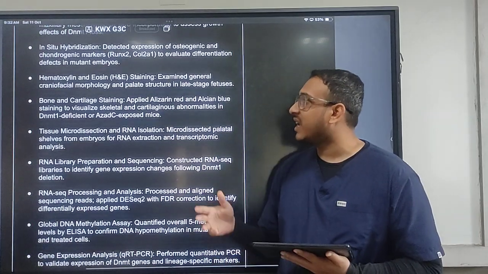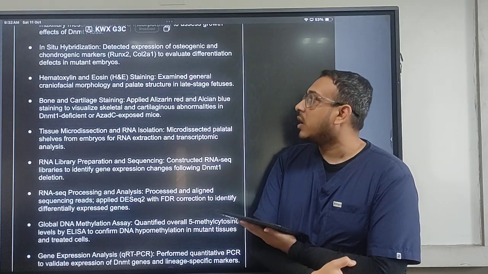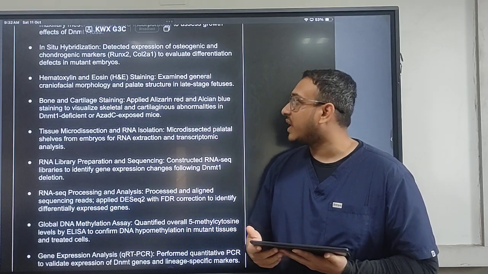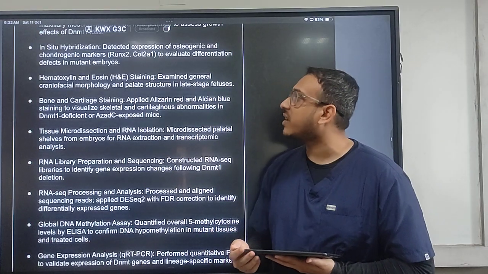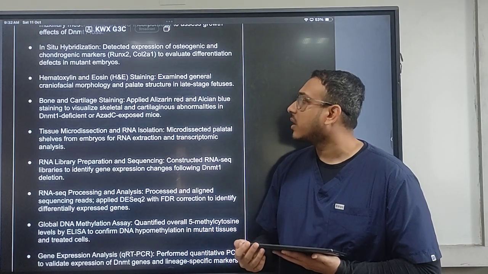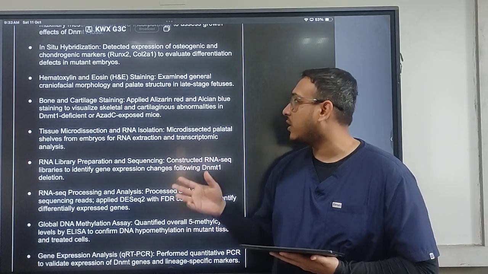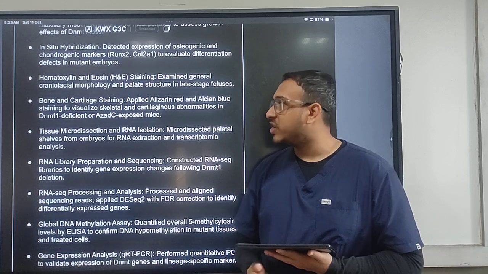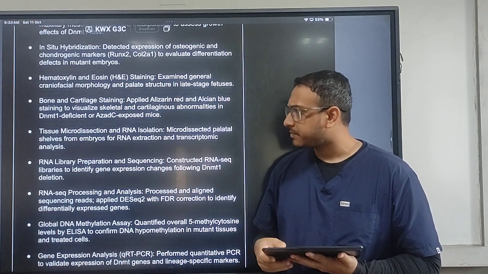For the bone and cartilage staining, they used the specialized stain which I have mentioned above to stain bone and cartilage. The bone was visualized in red color, whereas the cartilage in blue color. This was to visualize the abnormalities in DNMT1 deficient or AZADC exposed mice.